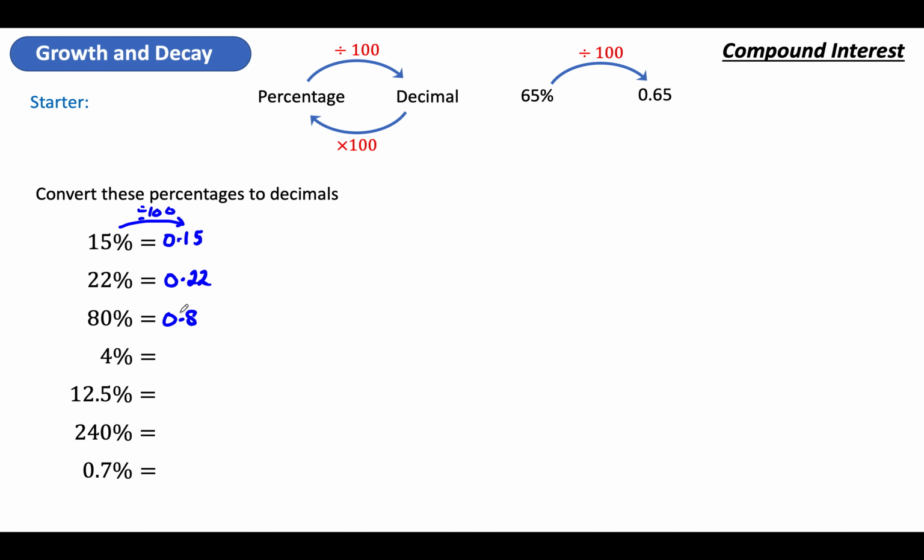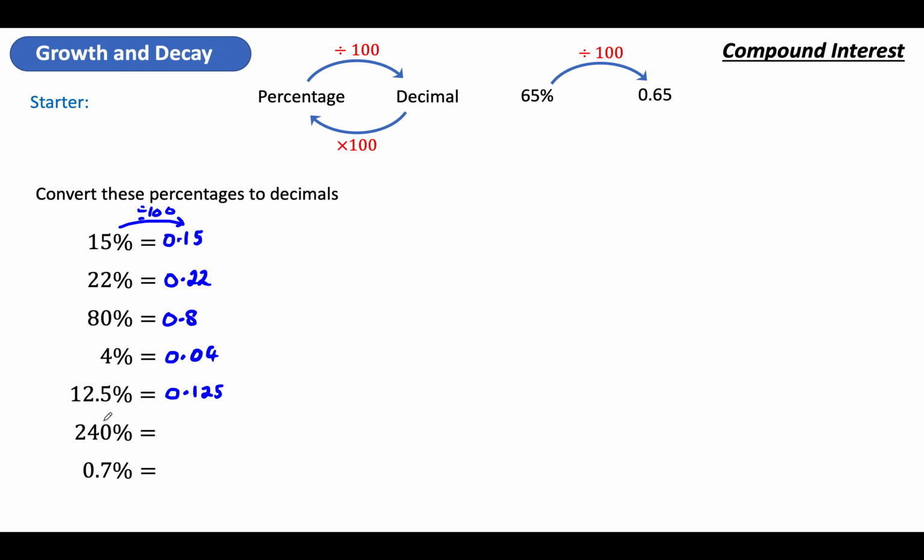0.8 or 0.80. I'm not going to mark you down if you put the extra zero. You just don't need it. Or 0.04. Now, you definitely need all the zeros in that one. Oh, 12.5. Tricky. People quite often get this wrong. 0.125. Notice all the same numbers are in the same order, and they're next to each other, but it's just 0.125 now.